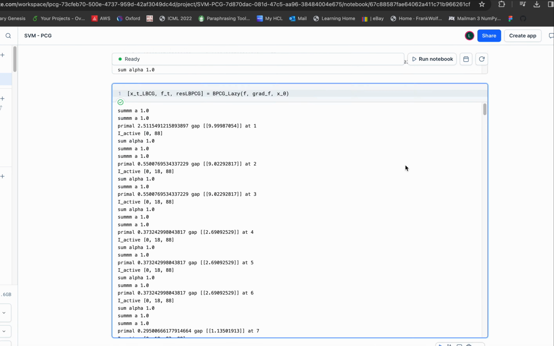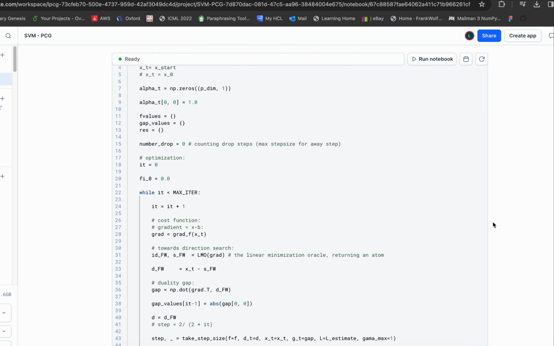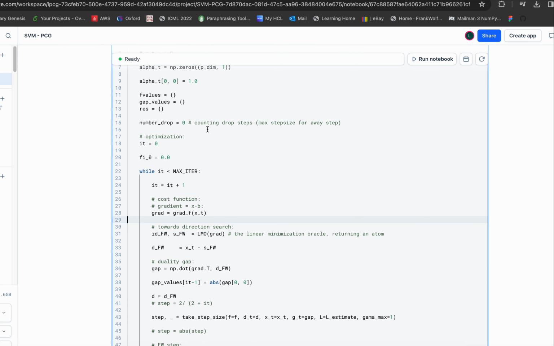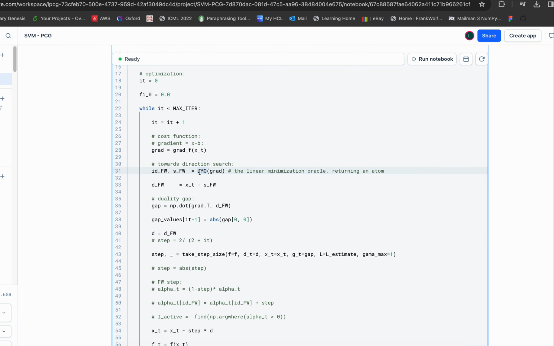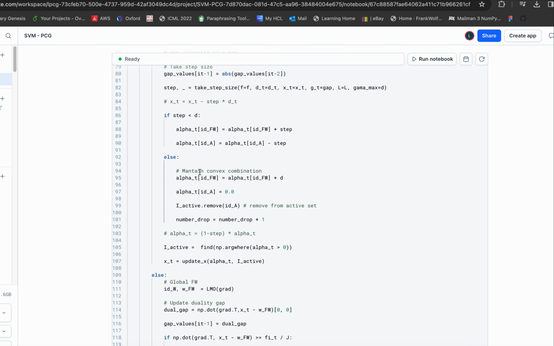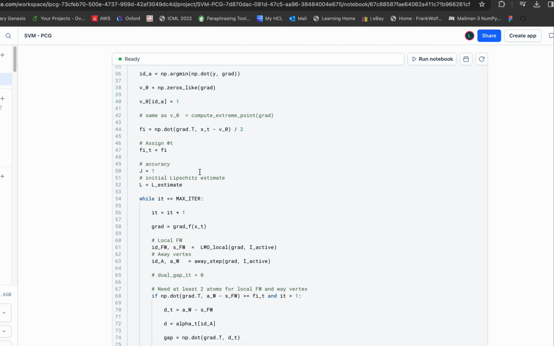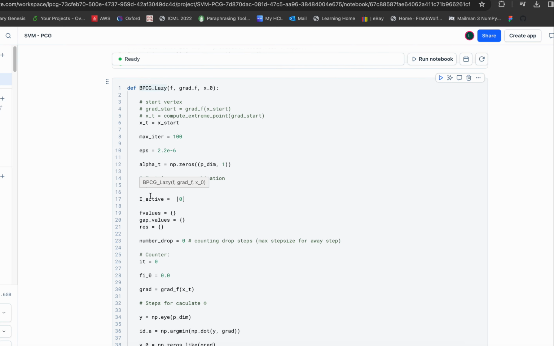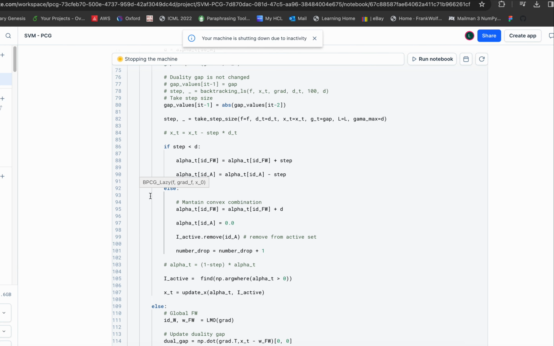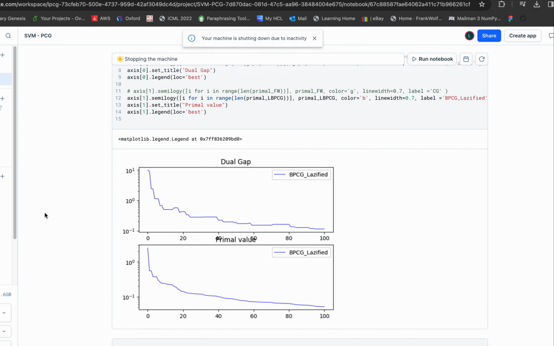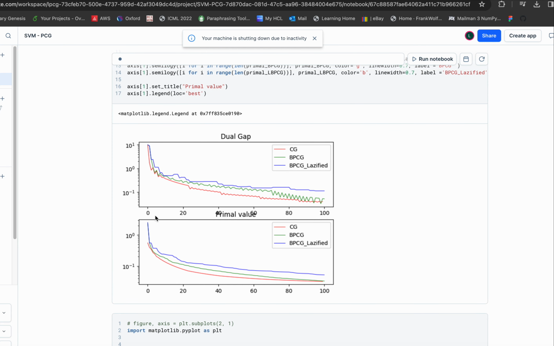This is my implementation of conditional gradient. Here is the function for the linear minimization oracle. This is the BCG lazy algorithm, and this is the result comparing the three algorithms.